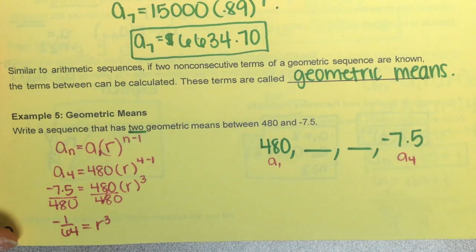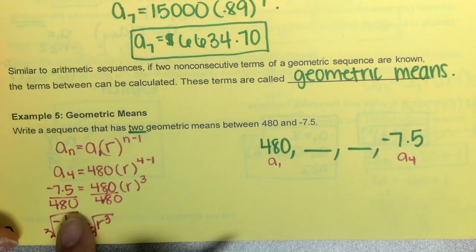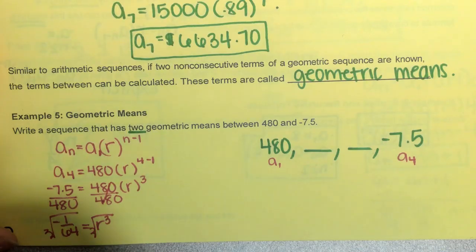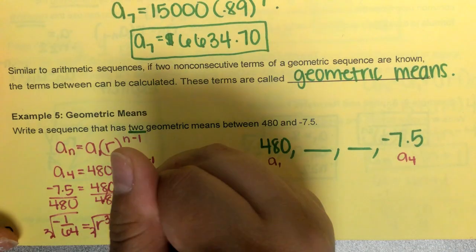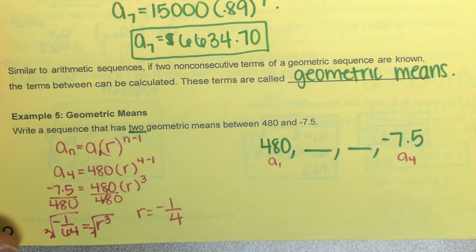Now what am I going to do? What is the cube root of negative 1 over 64? If you don't know, cube root it in Desmos. Do y'all know how to cube root? The shortcut? CBRT. And then you would just do negative 1 over 64. And it gives you that.